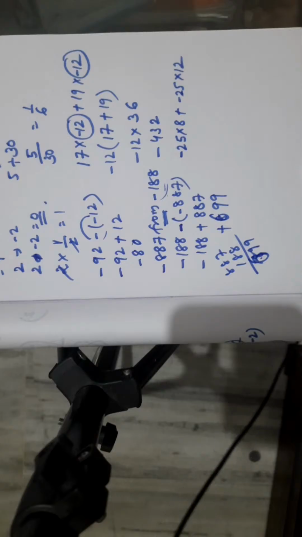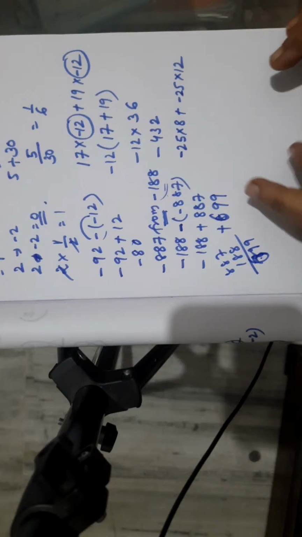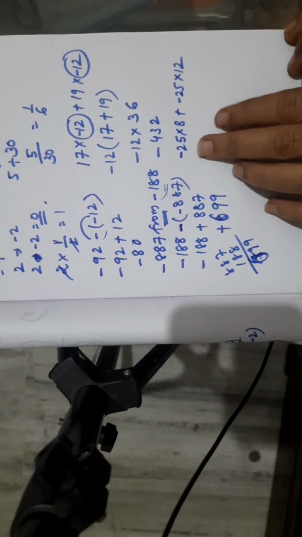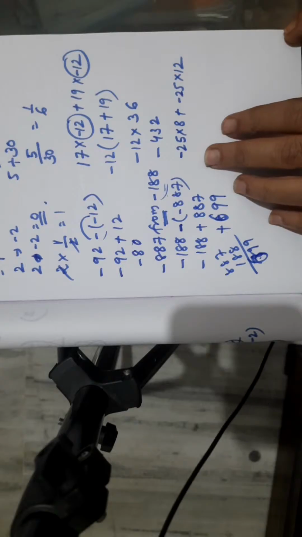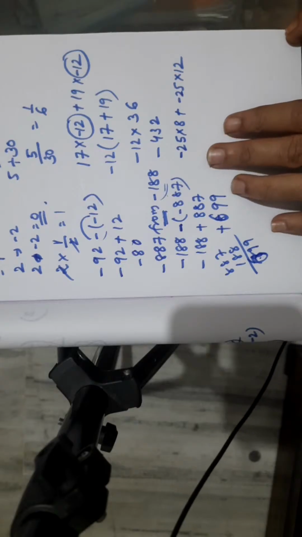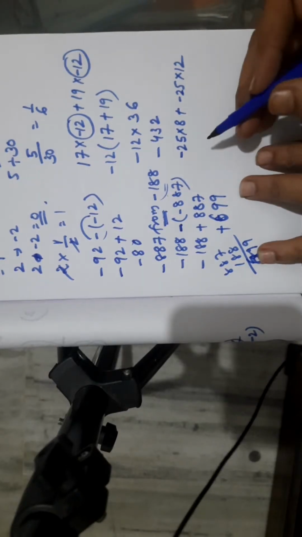Very good, 432. Very good, Ritvik. So, what will we take common out of this? Which number is looking the same? What can we take common? Say it fast. 25. Very good, minus 25.